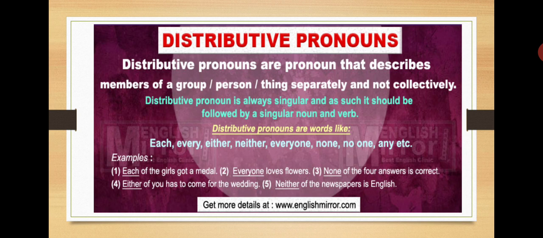Now, distributive pronouns are pronouns that describe a member of a group, person or thing separately and not collectively. That means we are speaking only of one person or thing. Okay. Now, distributive pronoun is always singular. Just keep it in mind. Now, examples are each, every, either, neither, as I told you. Now, here are some examples. Everyone loves flowers. None of the four answers is correct. Neither of the newspapers is English. So, this is all about distributive pronouns.